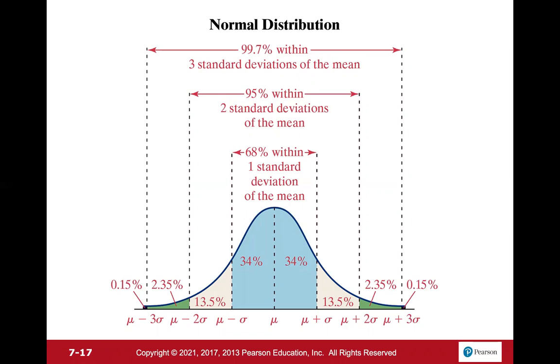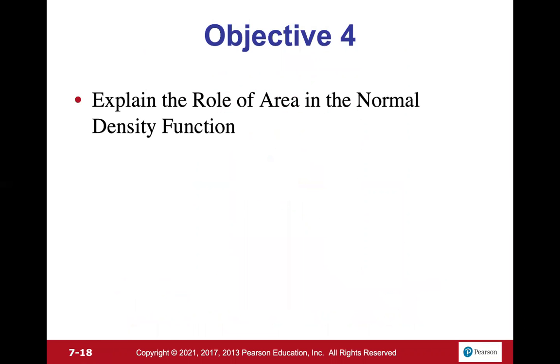And that's why whenever we say that it's more than 3 standard deviations, it's unusual. Technically, depending on how you word things, anything more than 2 standard deviations from the mean is going to be abnormal. Abnormal or unusual. Explain the role of an area in a normal density function.